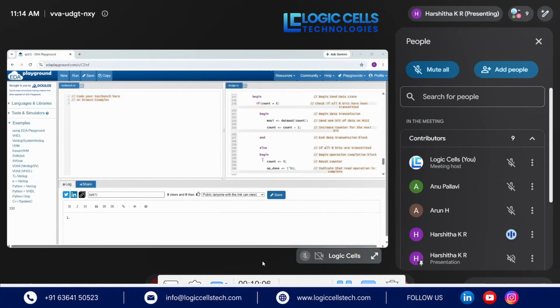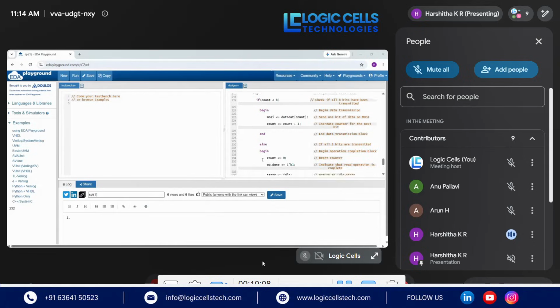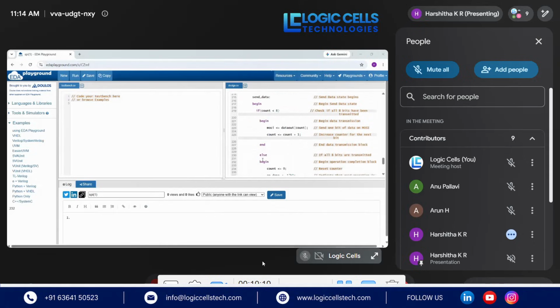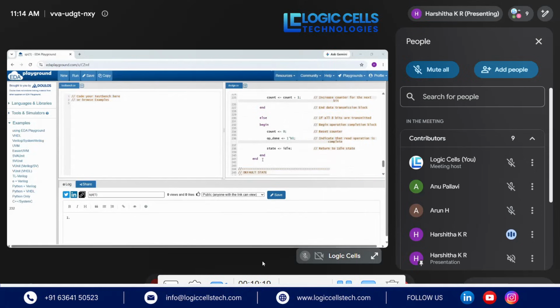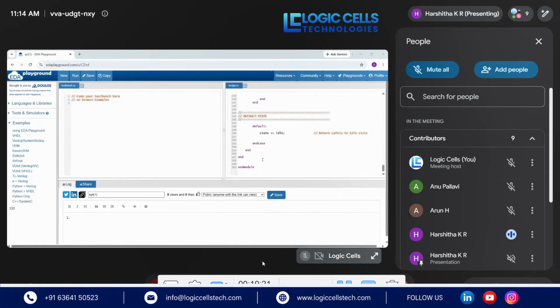In this state, the stored 8-bit data is transmitted serially through the MOSI. After 8 bits are transmitted, the operation done signal becomes high and the FSM returns to the idle state. The last is a default state and it provides safety: if any invalid state occurs, the FSM returns to the idle state.